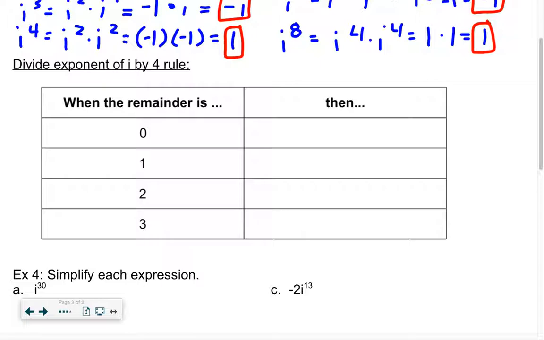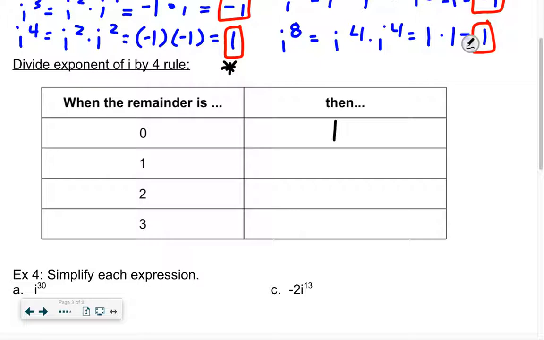But for today, what we've done is we've started to create this chart. And what we want to look at is that remainder when we divide by 4, because we said it's going to occur after every multiple of 4. When the remainder was 0, which is when we had i to the 4th, if we divide by 4, we found that it came out to be this 1 here. So this is the chart that you want for your notes. We're going to divide by 4, and then we're going to look at the remainder. When the remainder is 0, then it's going to simplify down to 1.